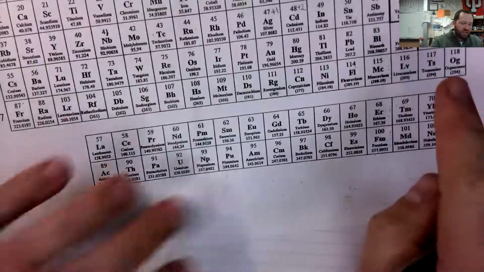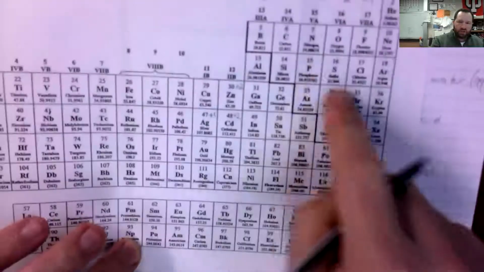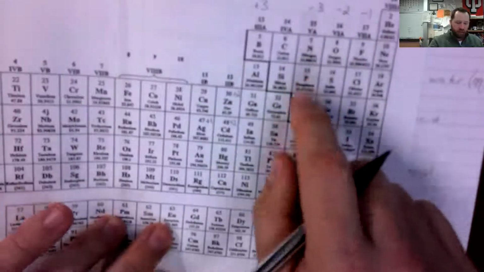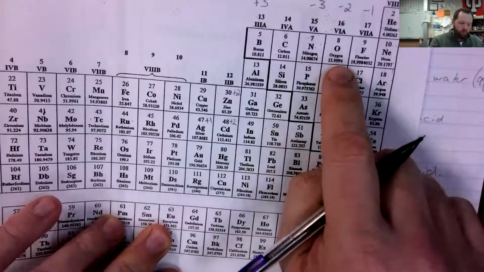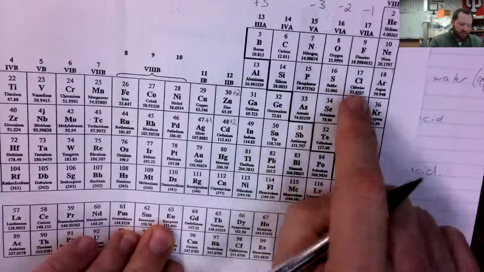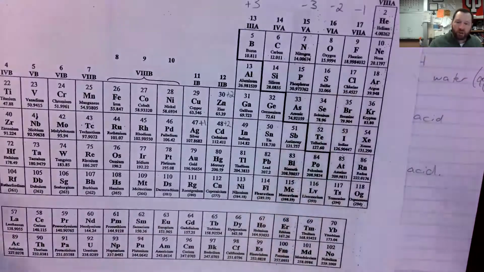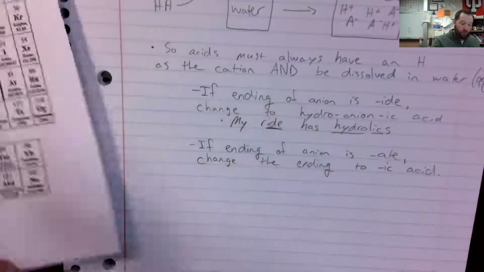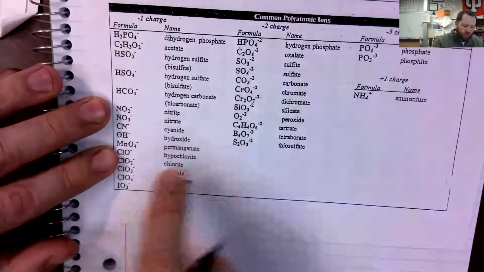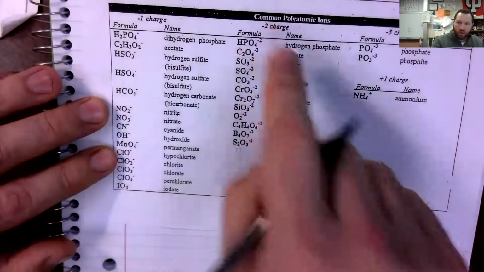Most of our IDEs are going to come from the front of the periodic table. Just a regular old single anion: nitride, oxide, fluoride, sulfide, chloride. Those all end in IDE, so we're going to follow that rule. The ATE ending is polyatomic ions. Remember, most of these guys are also negatively charged, so they're also anions.